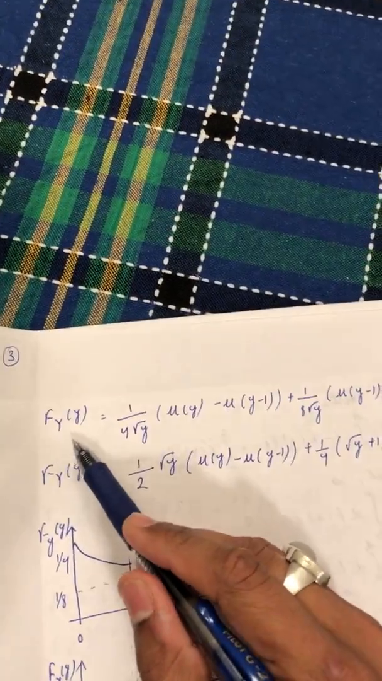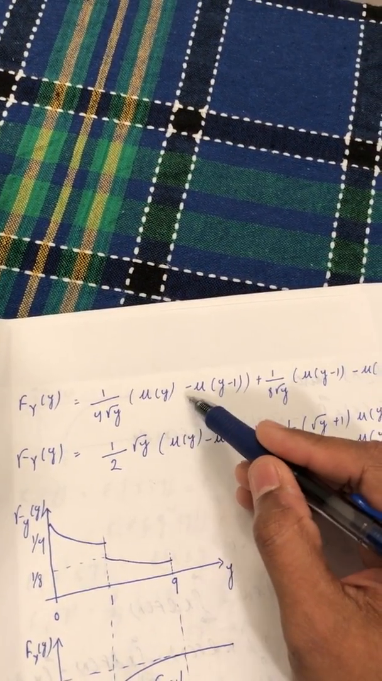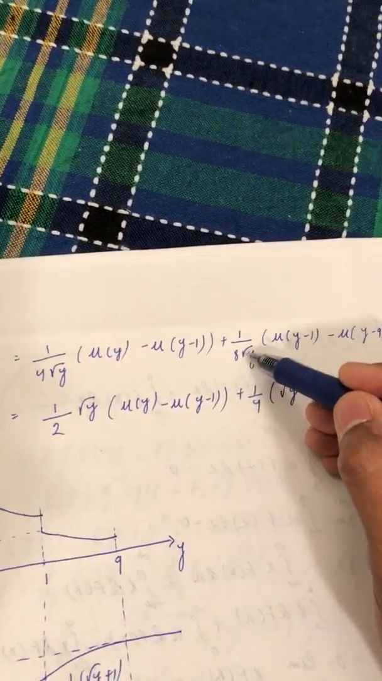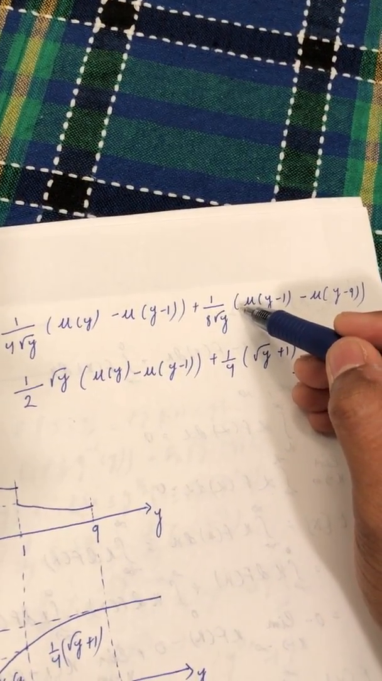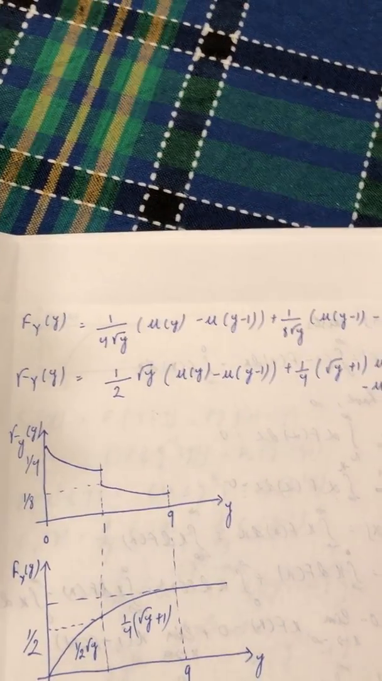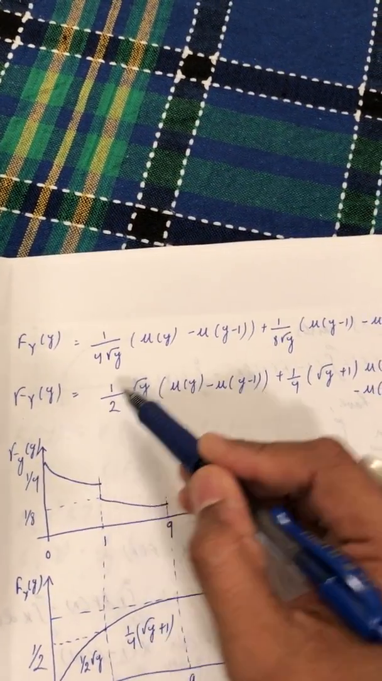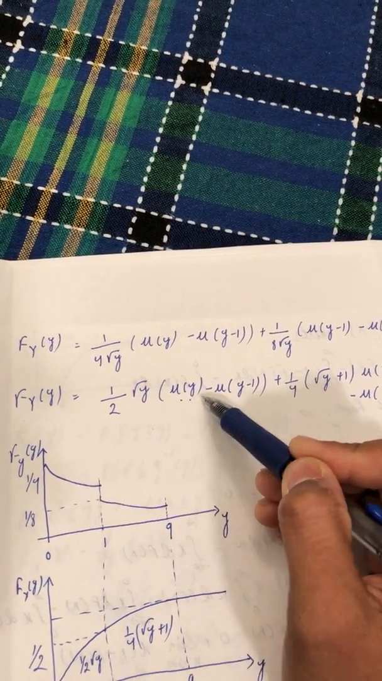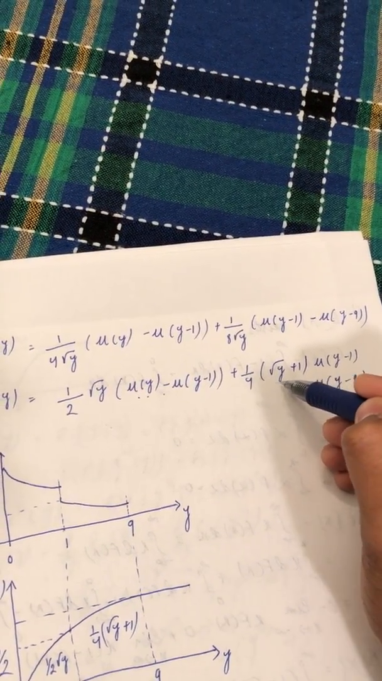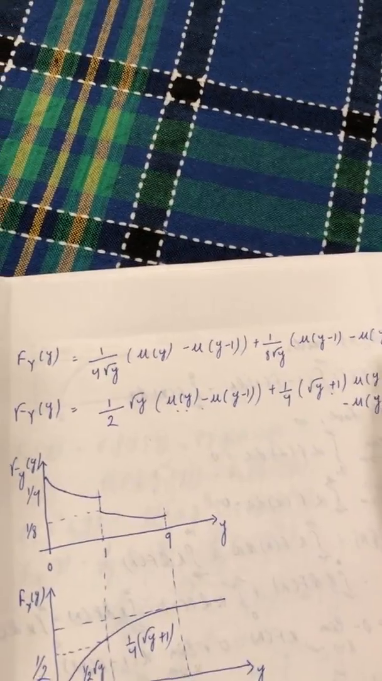So fY(y) is equal to 1 by 4 root y into [u(y) minus u(y minus 1)] plus 1 by 8 root y into [u(y minus 1) minus u(y minus 9)], and the distribution function will be 1 by 2 root y into [u(y) minus u(y minus 1)] plus 1 by 4 (root y plus 1) into [u(y minus 1) minus u(y minus 9)].